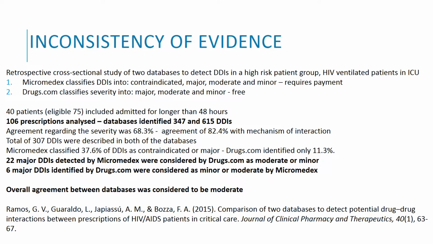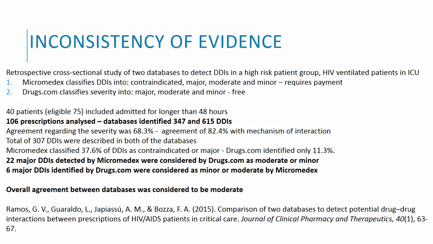for drug-drug interactions. Micromedex identified 347 interactions as opposed to drugs.com, which identified 615 drug-drug interactions. So agreement regarding the severity of the interaction was 68.3%. Agreement around the mechanism of action for a drug-drug interaction for the two databases was better at 82.4%. And a total of 307 interactions were described by both of the databases. So Micromedex classified 37.6% of drug-drug interactions as contraindicated or major, as opposed to drugs.com, which identified only 11.3%.